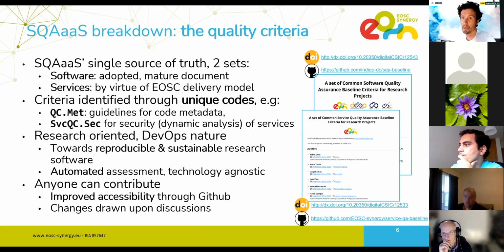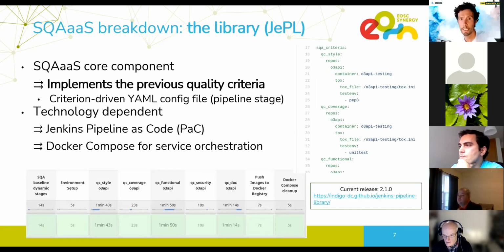Each criterion has its own code, so we can identify it correctly whenever we use them in the JPL library and also through the SQAAS portal. And obviously it's research oriented and has this DevOps nature, because we would like to work towards reproducible and sustainable research software. Next slide, please.